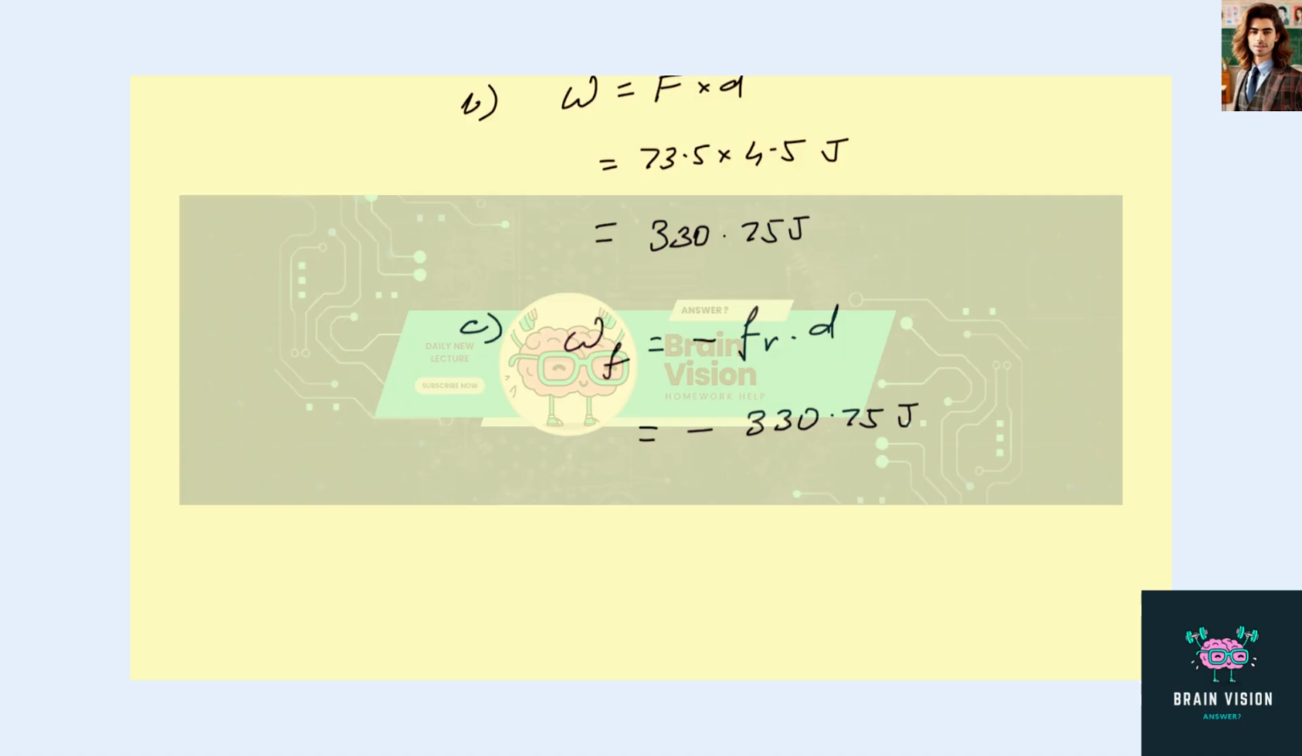Next, D: how much work is done on the crate by the normal force? The work done by the normal force will be equal to 0, and the work done by gravity will be equal to 0, because they are acting perpendicular to the displacement.